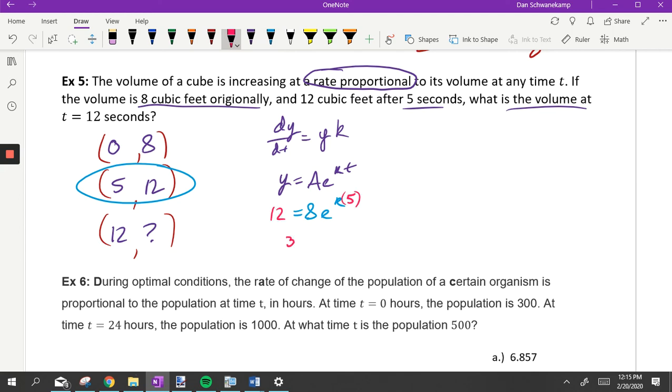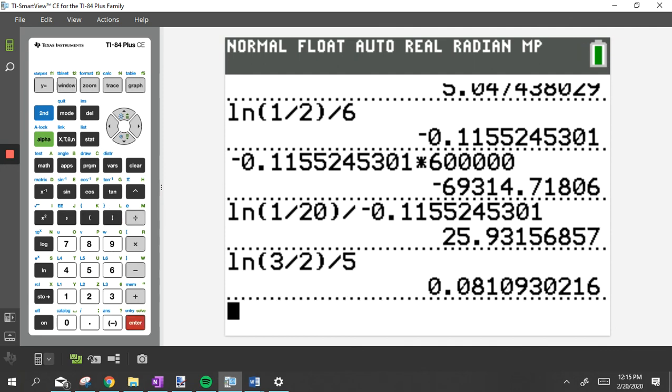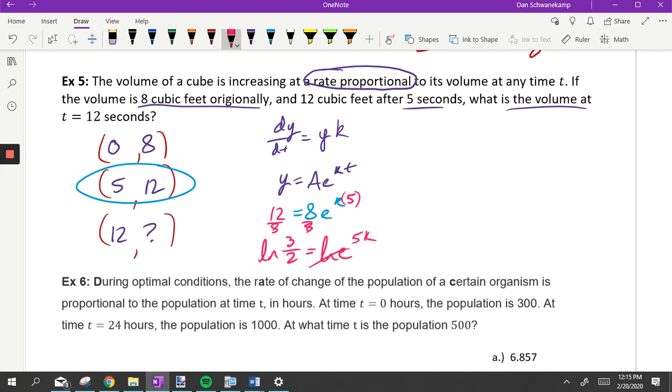So in my calculator, 12 divided by 8, that's 3/2. Then I'm going to take the natural log, and I'm going to divide by 5. So in my calculator, I'm taking the natural log of 3/2, and I'm going to divide that answer by 5. That is my K value, 0.08. It's positive. Does it make sense that it's positive? Yeah, because my numbers are growing. 8 to 12, it's going to be something bigger than 12. Okay, then we're going to work from there.